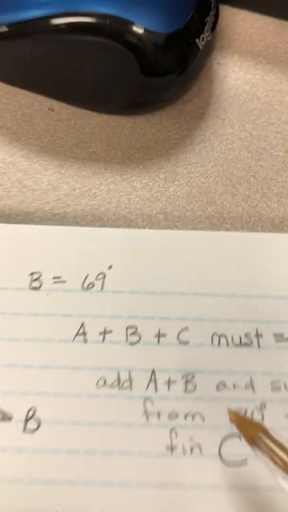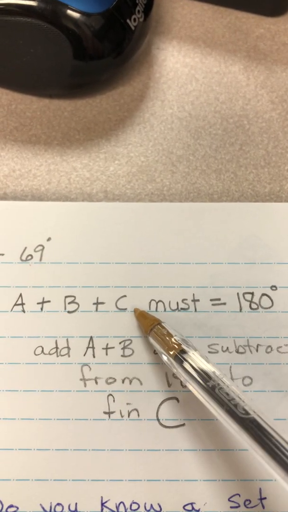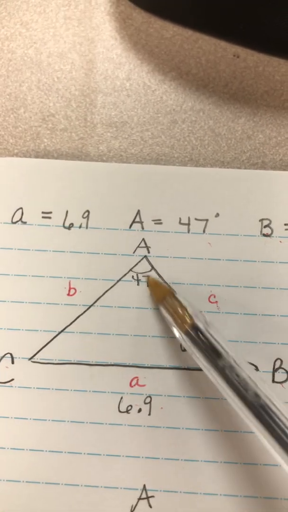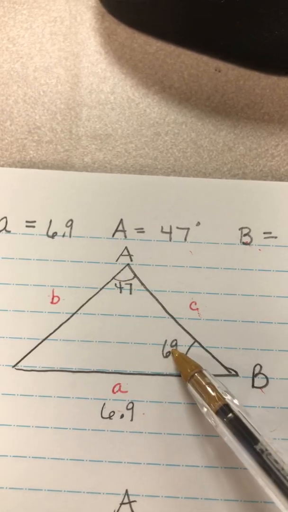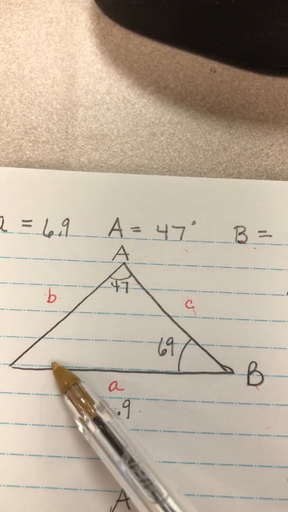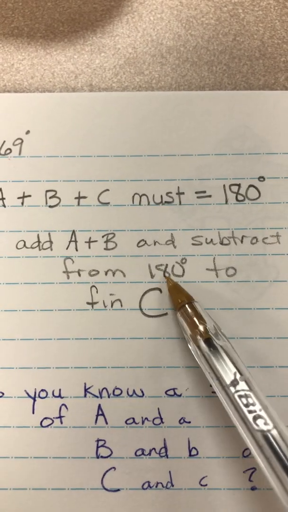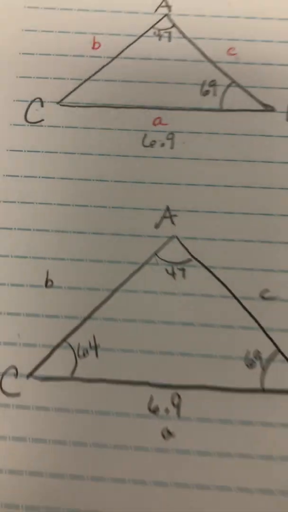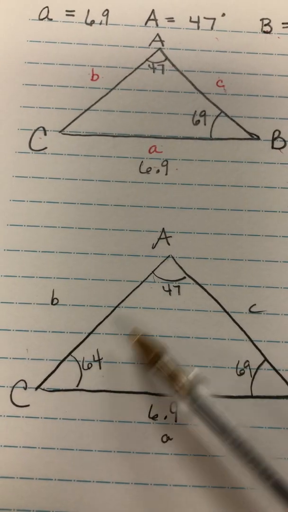And what we have to keep in mind is that every triangle in the universe has 3 angles, and those angles must always equal 180 degrees. So to find this third angle, these 3 need to add up to 180. So you're going to add these 2 together and subtract it from 180. That will give you this answer. So we're going to add the ones that we know, and then subtract from 180 to find C. So that's how I found out that C is 64. So now I know the 3 angles.